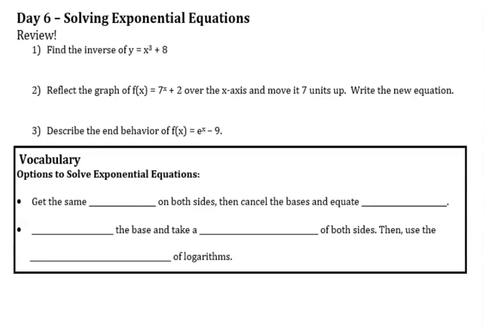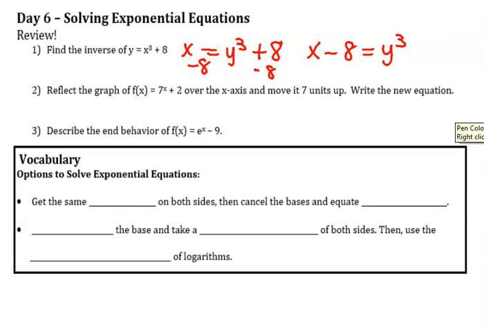So find the inverse. We have to flip them. So we got x equals y to the third plus 8, or y cubed. Now I need to isolate the y, so I'm going to subtract 8 from both sides. x minus 8 equals y to the third. And how do we get rid of the cubed? We cube root, and make sure we cube root the whole thing. So now my answer is y equals cube root of x minus 8.